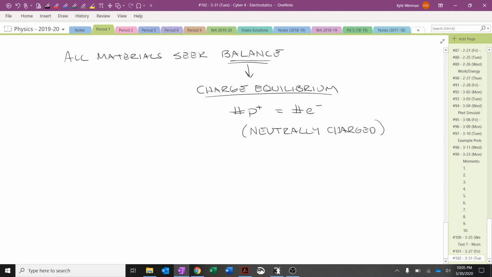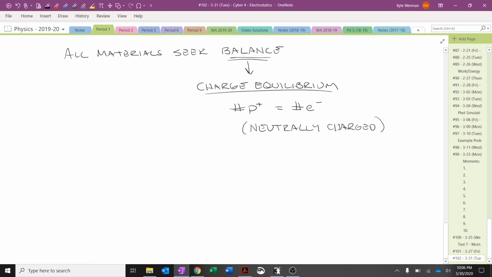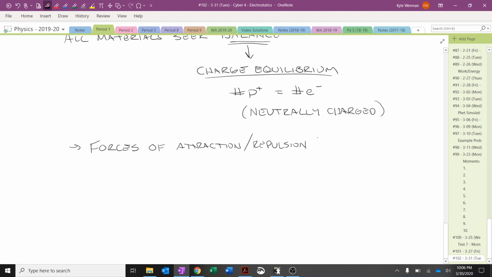And with that in mind, if these materials want to find balance, then there must be some driving forces that are pushing or pulling them in the direction of that balance, right? And that's where we get these attraction and repulsion forces, right? So in order to seek balance, there are forces that exist. And there are forces of attraction and repulsion that exist to achieve that balance.